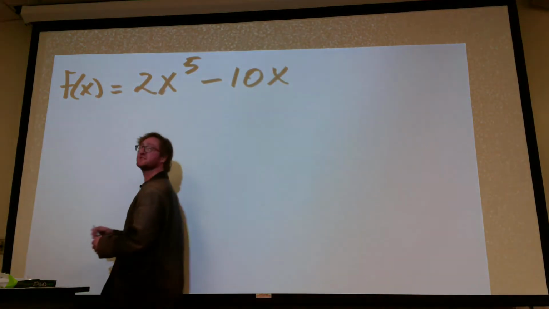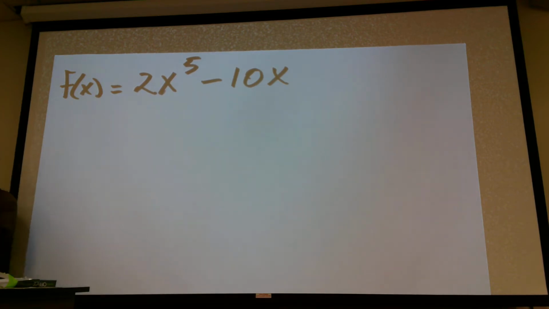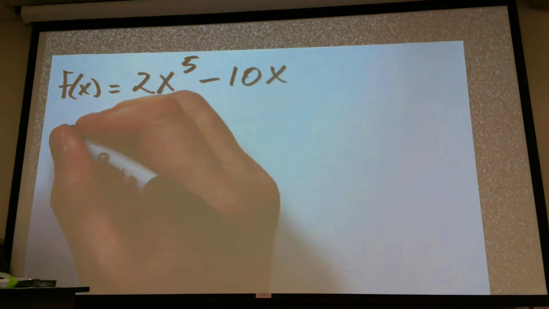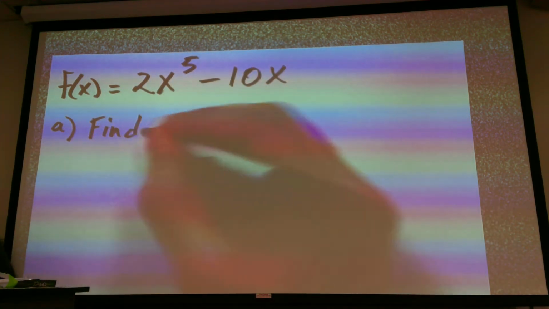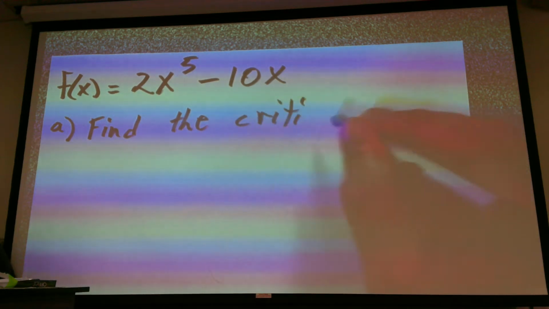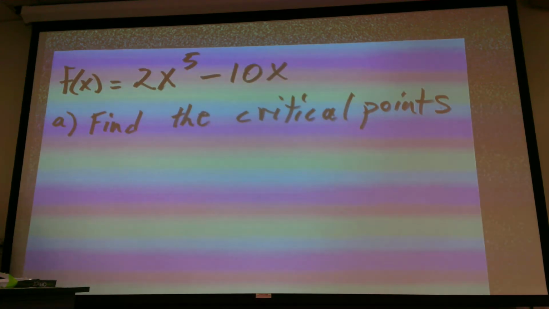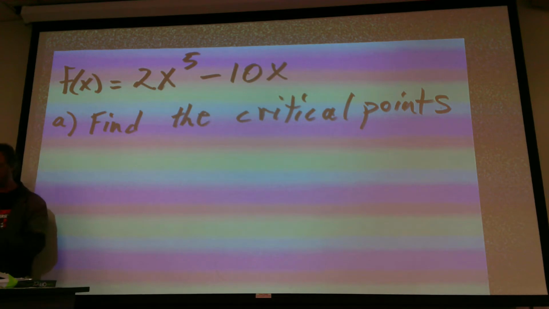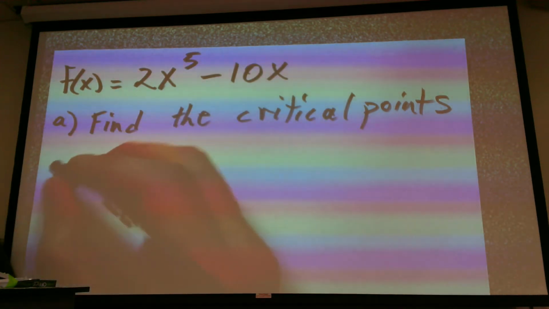Okay, so we're going to do a standard curve sketching problem. So, part A of the problem is just find the critical points. And we find these critical points by taking the first derivative and setting the first derivative equal to 0. All right, so what do we get from that?